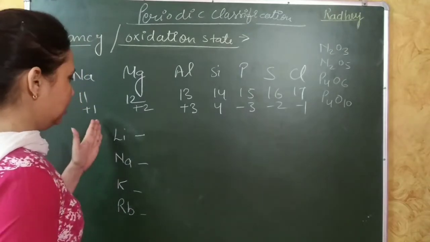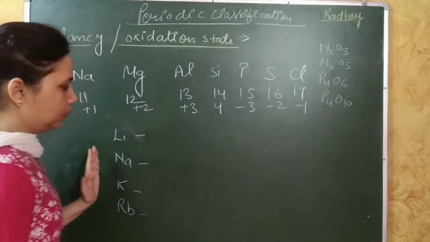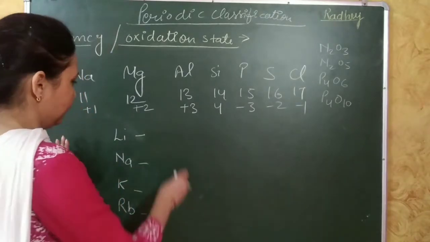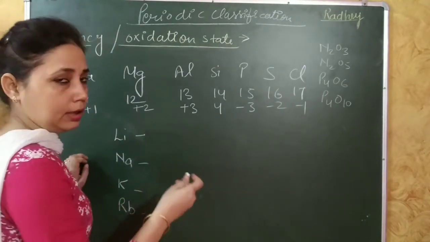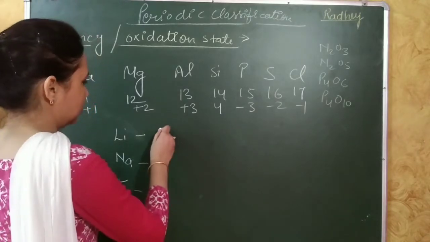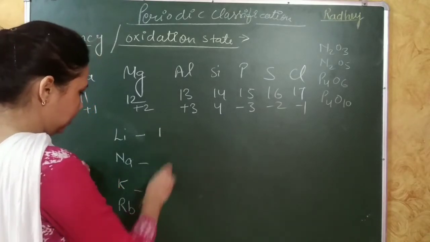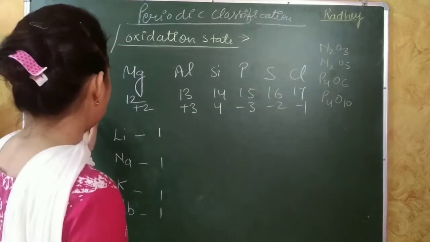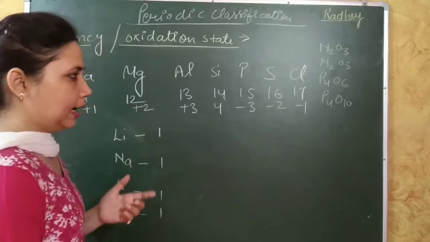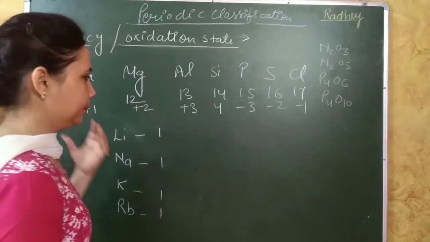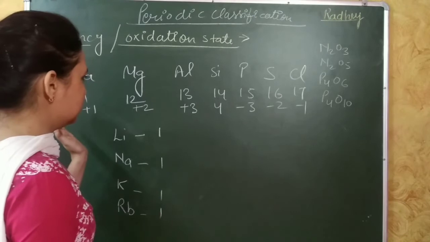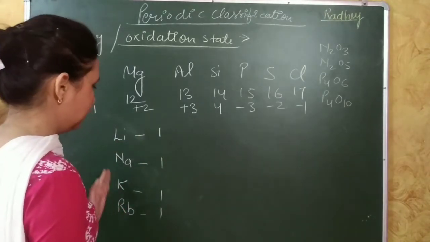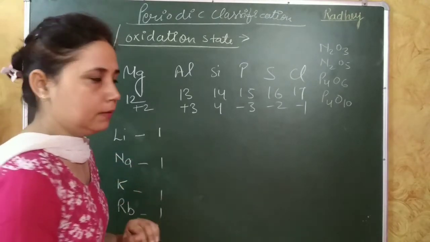When we talk about a group, the valency does not change in a group. Lithium has one electron in its outermost shell, so it has a valency of 1. Then all the rest of the elements will have a valency of 1. So in a period, elements have variable valency, that is, it first increases and then decreases, but in a group there is no effect on the valency.